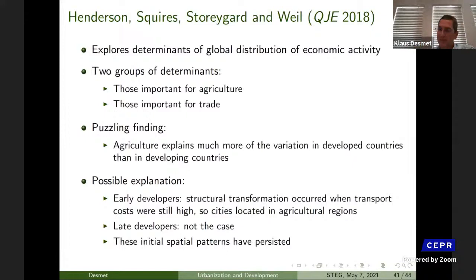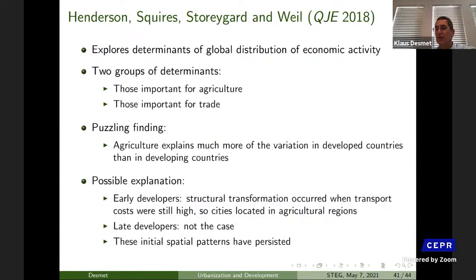It's puzzling in the sense that you would say, well, in developed countries, nobody's doing agriculture anymore. How come agriculture seems to determine where people live? And I go to developing countries where agriculture is still very important, and there it matters a lot less than in developed countries. And so the explanation they come up with is that in the early developers, let's say today's advanced economies, structural transformation out of agriculture into industry happened at a time when transportation costs were still very high.